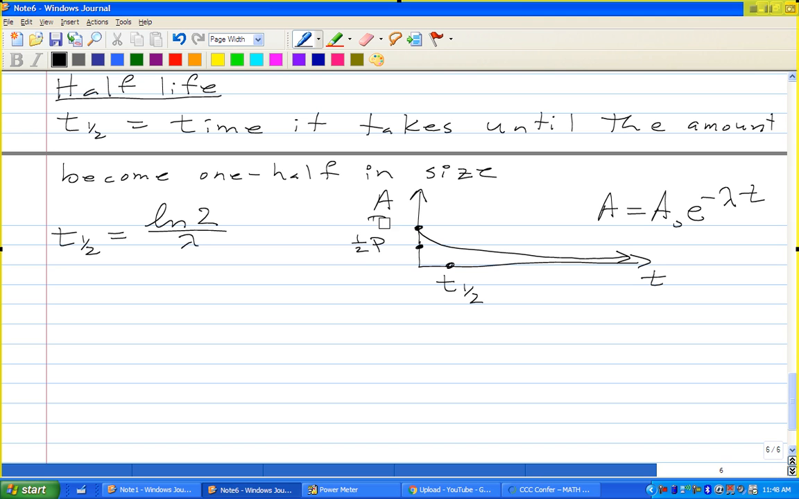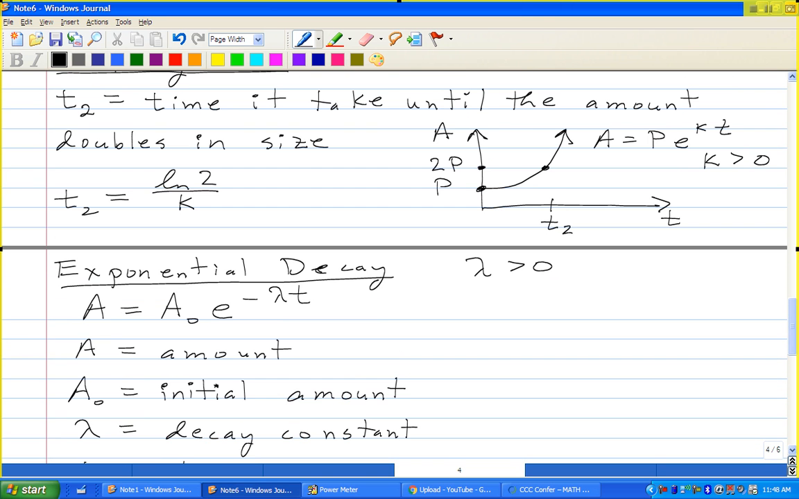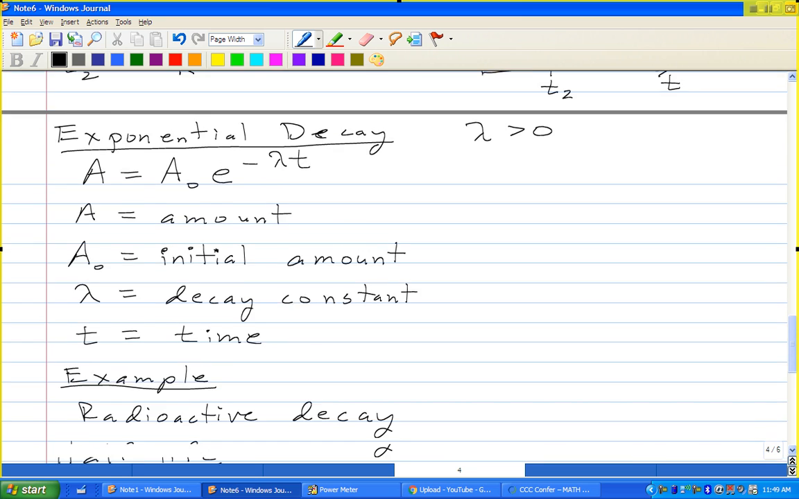We call these A sub zeros. So let me call this A0, and one-half A0. Usually you call it P if you're dealing with money, so I'll call it A sub 0.